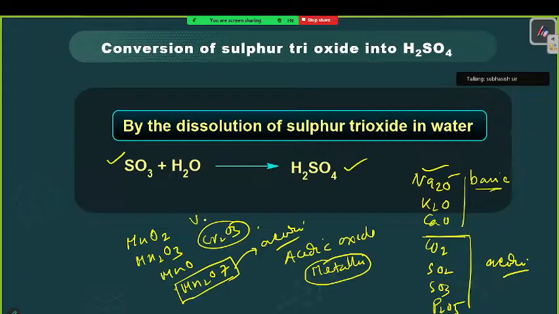Vanadium pentoxide has some amphoteric character, you can consider, but vanadium pentoxide is not a good example for acidic oxide. Chromium and manganese are a good example. Chromium trioxide and Mn2O7 both are acidic in nature. So here you see that sulfur trioxide is also a non-metallic oxide, and it is acidic. When dissolved in water, it produces sulfuric acid.